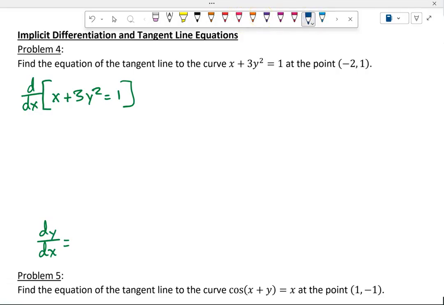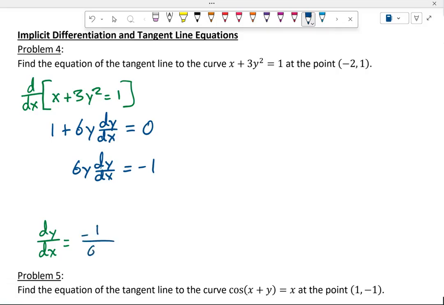All right. What is the derivative of x? 1. What's the derivative of 3y squared? Times, anytime we take the derivative of y, we have a dy dx. Equals? Okay, what do I need to do to isolate my dy dx? All right, so 6y dy dx equals -1. And then? And so our dy dx is just -1 over 6y. That's our derivative, right? Okay, we're not done though.